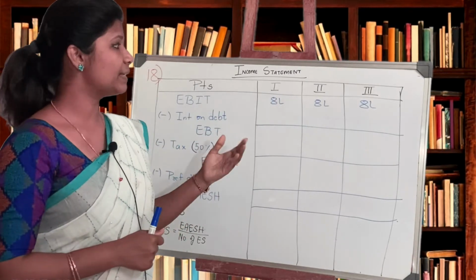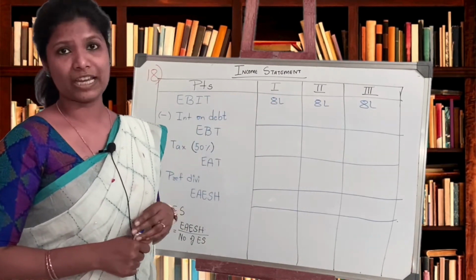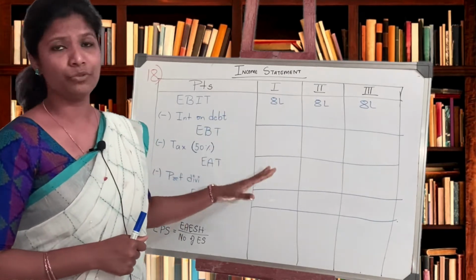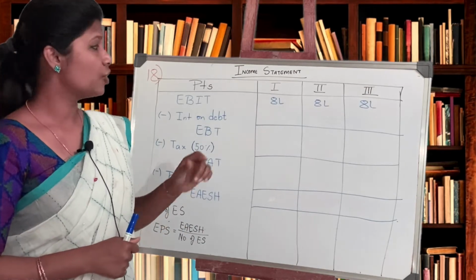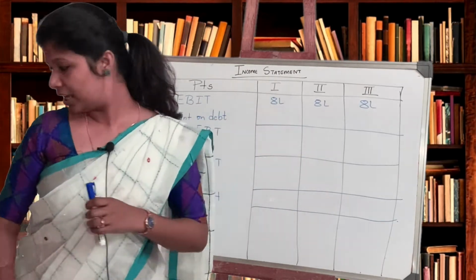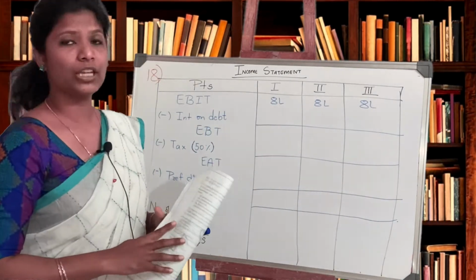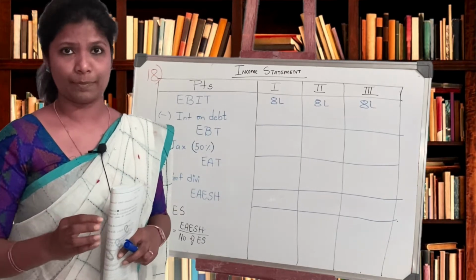Okay. Now let's begin the question starting from the income statement after the working note. So if the working notes are perfect, it's very simple to carry forward your income statement. So the question talks about EBIT rupees 8 lakh given in the question. So for all the plans, EBIT is going to remain the same.